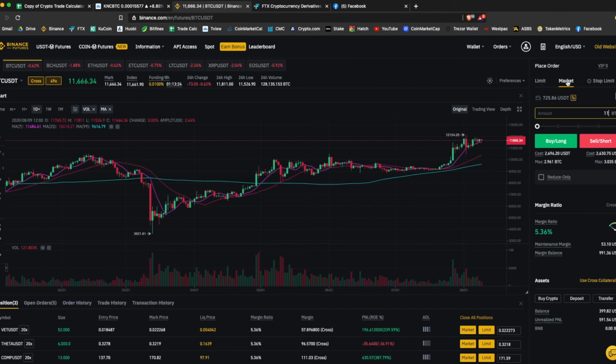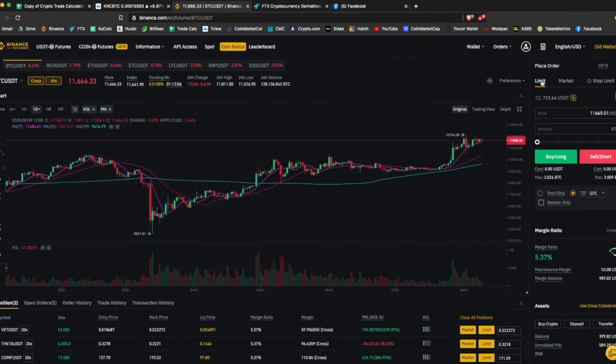I call it the FOMO button. It's when noobs use the market order. Well, I shouldn't say noobs, because some people will have a different strategy than what I do. But typically, it's what people do, and they're just in a rush to get into the position. And you should never be in a rush to get into a position. So basically use the limit order.